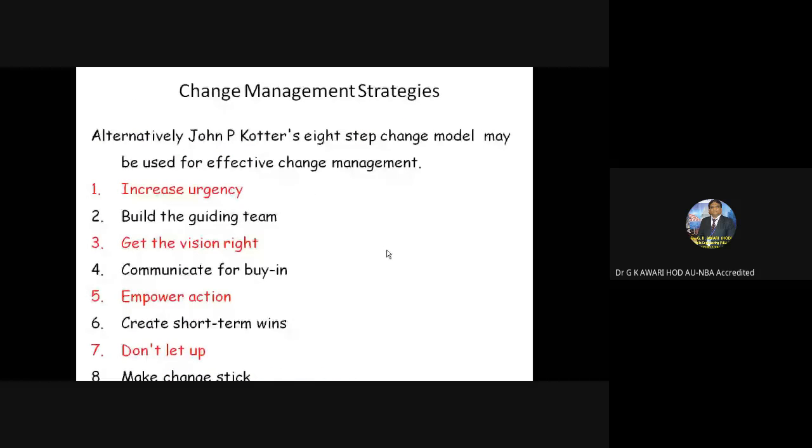The John Kotter eight-step model may be used for effective change management. That is: increase urgency, build the guiding team. Sometimes you have to create urgency also, for introducing the change at the proper timing. Then build the guiding team, get the right vision, communicate for buy-in, empower action, create short-term wins, don't let up, and make change stick. Once you make any change, stick to that. Do not keep on tolerating or keep on shifting from one policy to another. Once you have decided this change is good for your organization, accordingly it should be done.